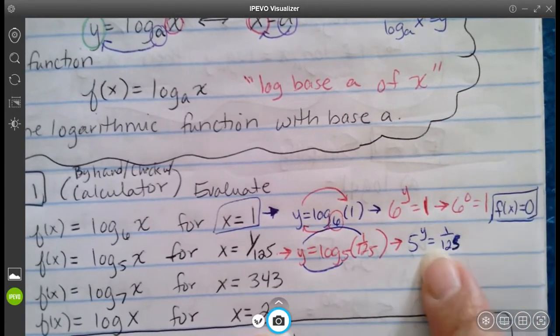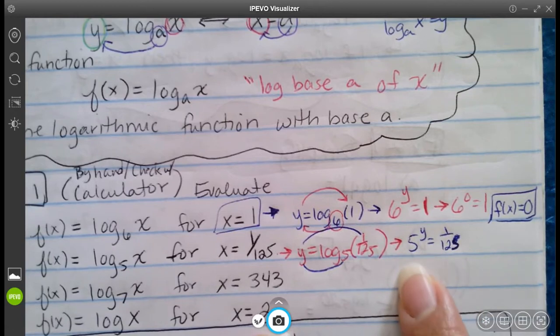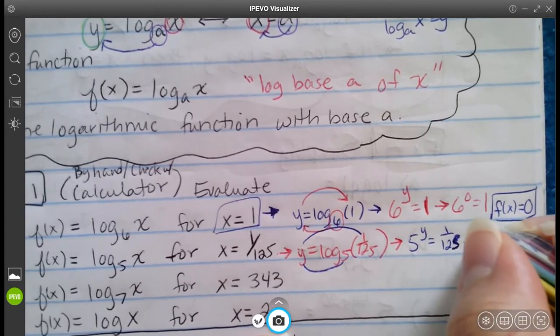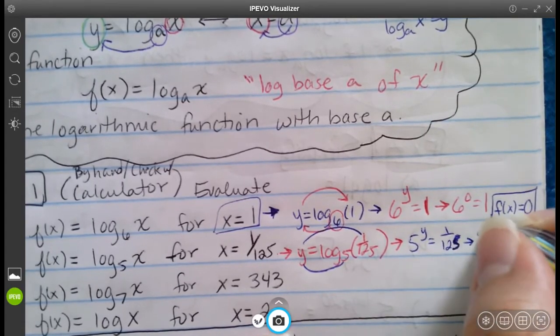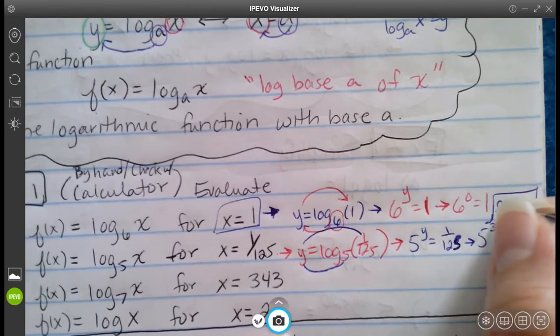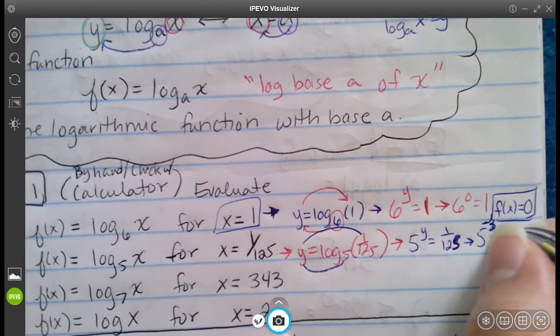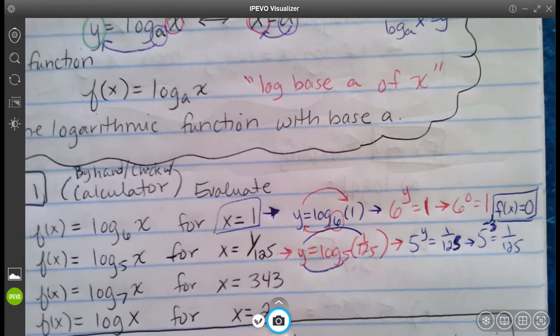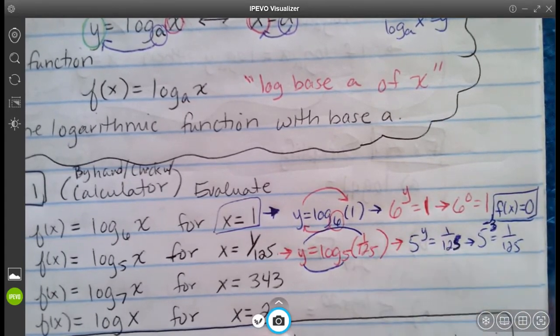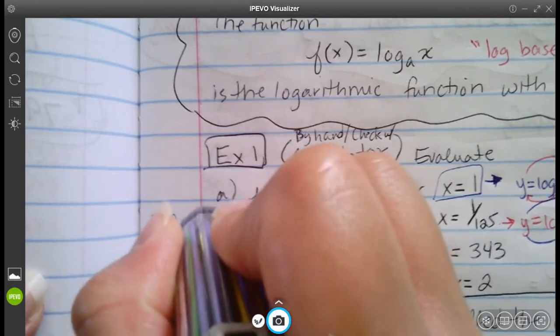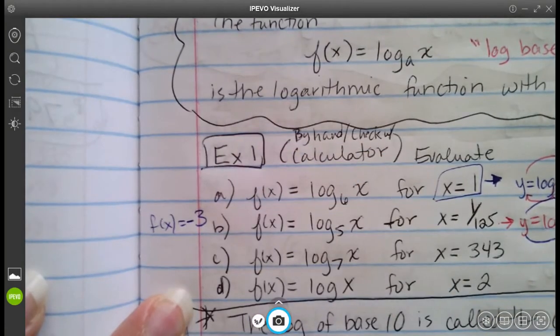Okay. I know, then again, this is past knowledge, that 5 to the third power is 125. But since it's flipped, I'm going to have to change that to a negative. So in this case, my y is going to be 5 to the negative third power equals 1 over 125. And you can check that if you want. So my answer for this one, I'm out of space here, I'm going to put it on the other side. My answer for letter B is going to be f of x equals negative 3.